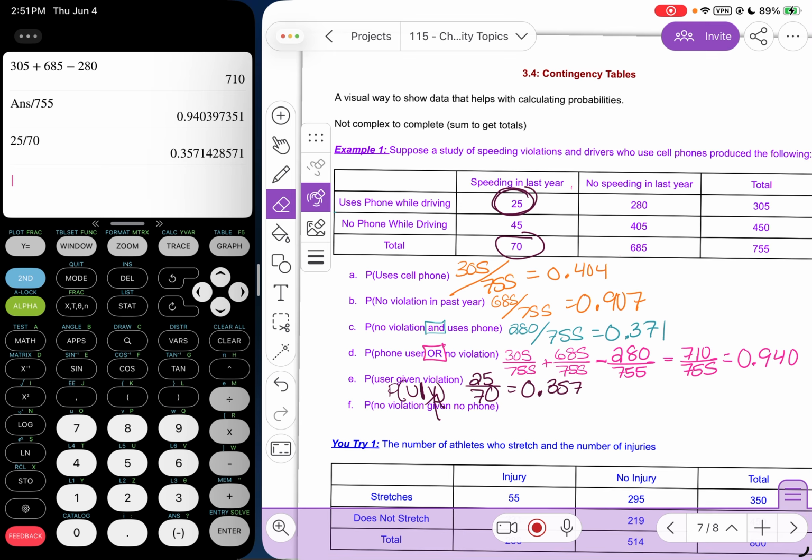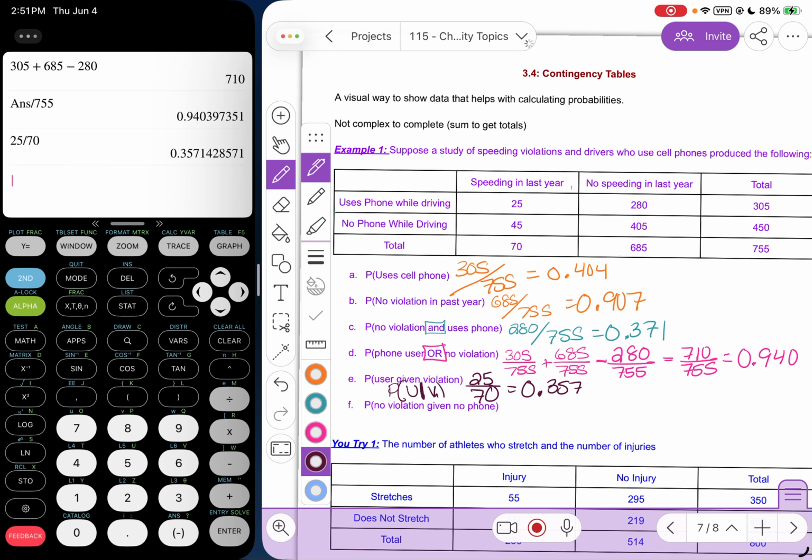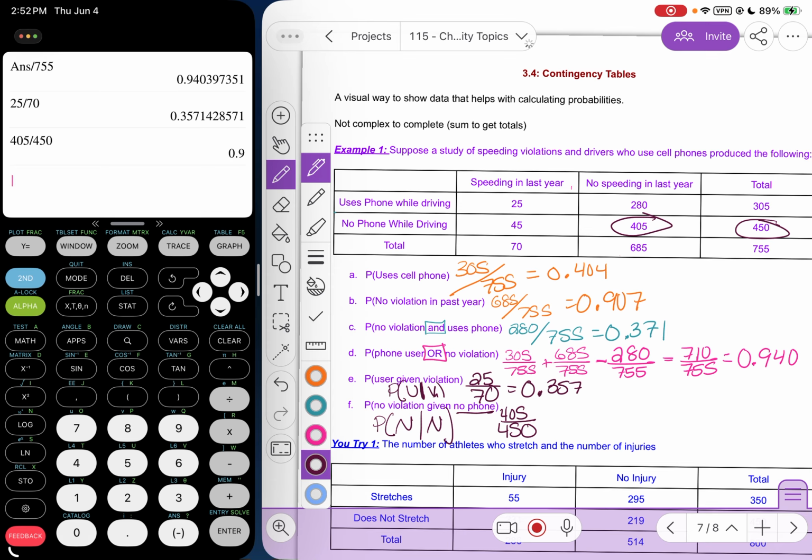So our givens, just like before, we're limiting that probability, but instead of having to do fraction over a fraction, we can just use the numbers straight from the table. So let's do the last one. No violation, given no phone. So on top, we put both. No phone, no speeding, 405. And then on the bottom, we put no phone. So no phone total is 450. So 405 divided by 450 is 0.9.